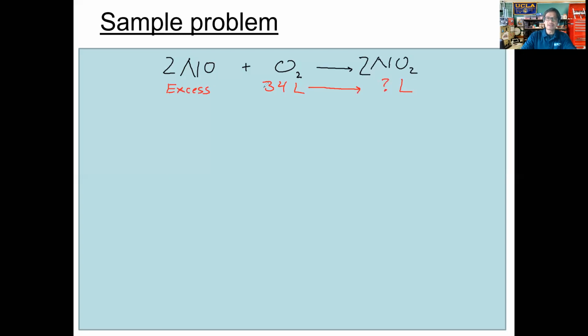Okay, and so this is our conversion. That's our conversion right there. That's what we're going to do, and how we're going to do it, we'll talk about in just a moment.